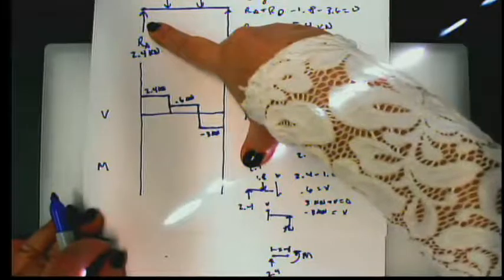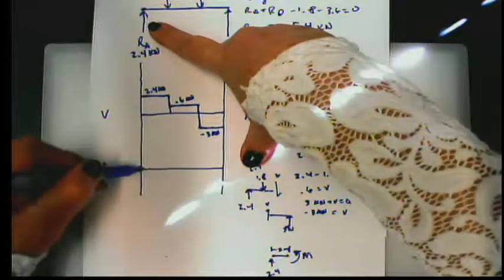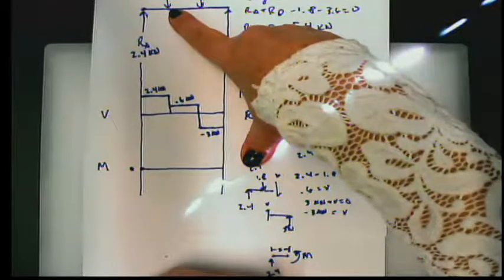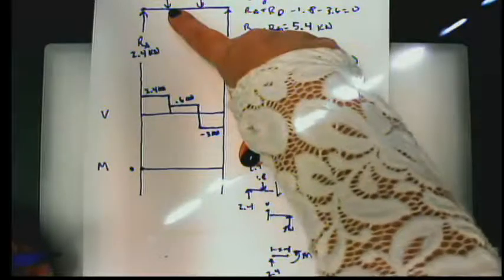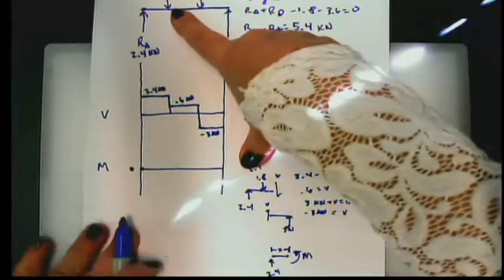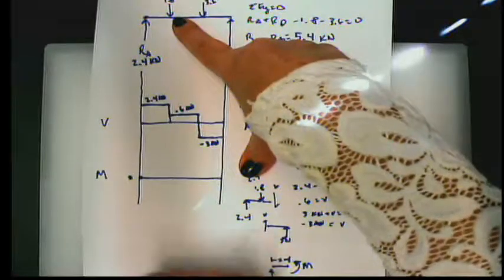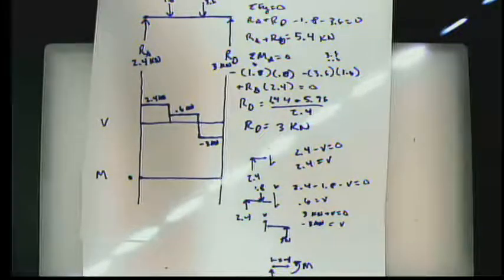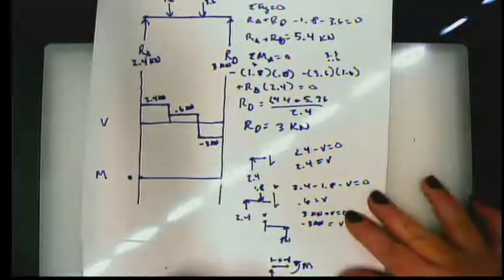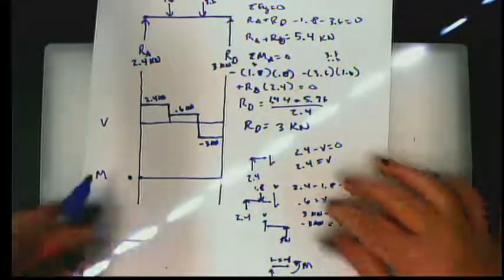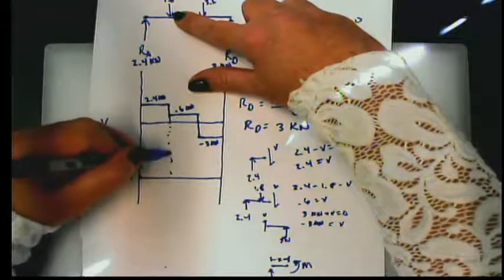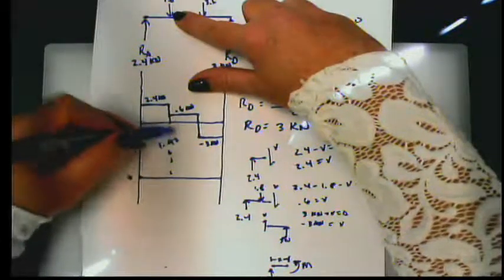All right, so that means where x is 0, the moment is 0. And where x is 0.8, which is right before the application of this load, which is the 1.8, we have 2.4 times x is equal to m. 2.4 times 0.8 equals 1.92. M equals 1.92. All right, so right here at this point, the moment increases to a value of 1.92 kilonewton meters.